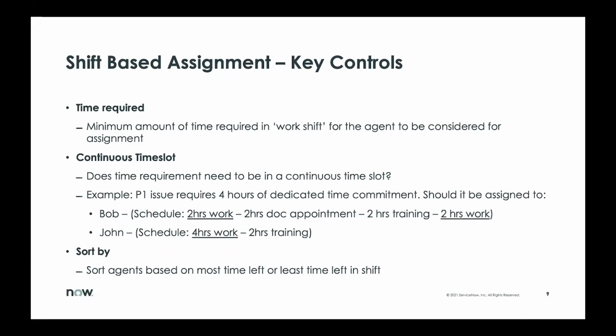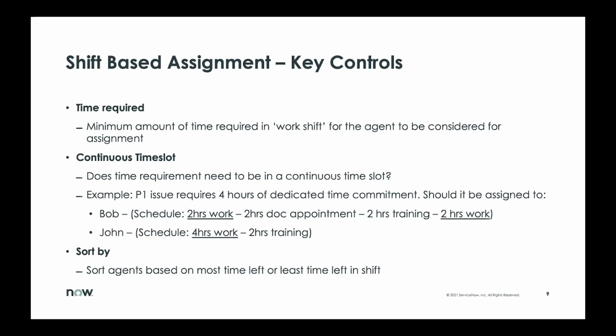The second lever is continuous time slot. Now, using the first lever, you have placed a demand for X duration of time, let's say 2 hours of time. Should that time be in a continuous time slot or not? Let's take an example here. Let's say you have a P1 issue and you know that it requires 4 hours of dedicated time commitment. And you have 2 agents here. You have agent Bob, who has 4 hours, but then his 4 hours are spread across the day.